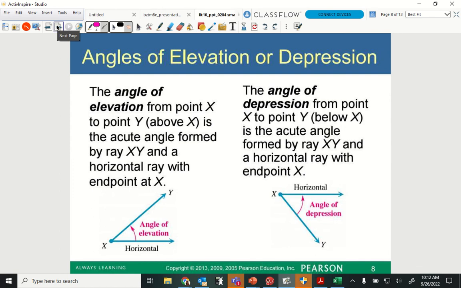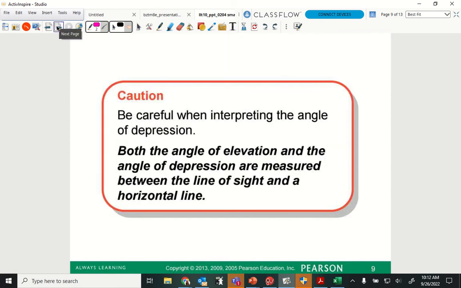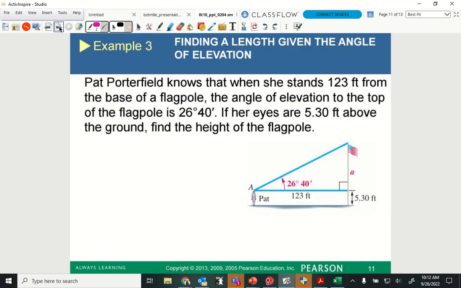Okay, angles of elevation and angles of depression. Now, this one, I always got stories to go along with. Draw the sketch. Okay, this one already has a sketch. These normally come with word problems, and in these word problems, I need to actually have a visual. So when you see angle of depression or angle of elevation, I know where it has to go. So, got a story.